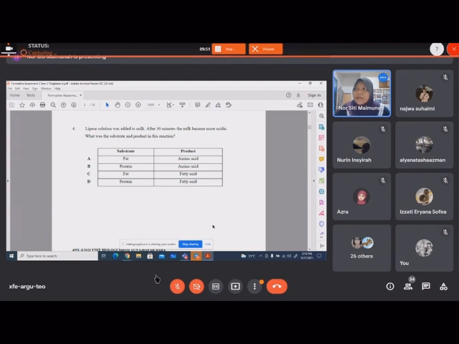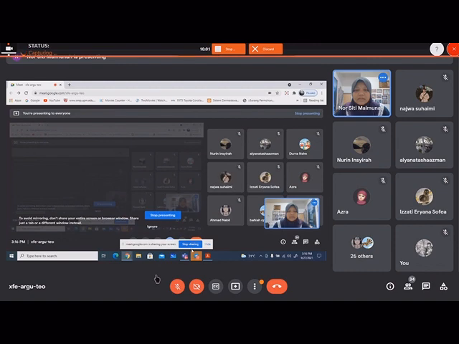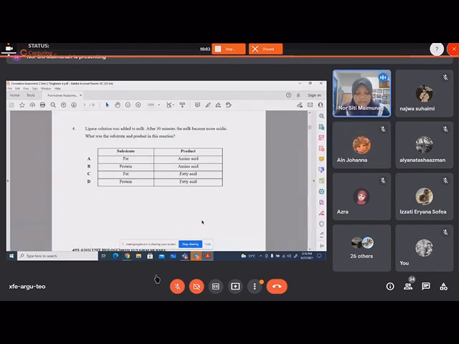Next, number 4. Ain Johanna apa? Yes, teacher. Yes, number 4. Lipase solution was added to milk. After 30 minutes, the milk became more acidic. What was the substrate and product in this reaction? My answer is C.